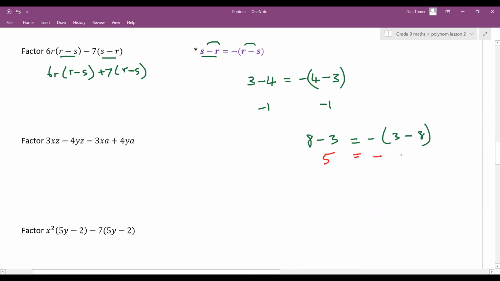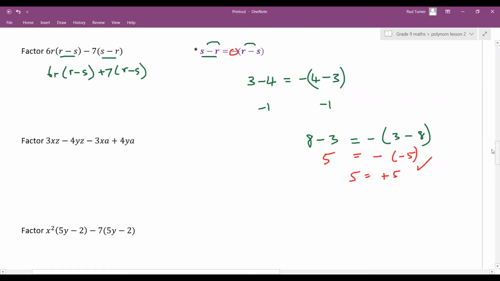Minus 3 minus 8 is minus 5. So then it becomes plus 5. So 5 equals 5. So you can make them the same, but you need to swap and you need to put a minus sign in front here when you do the swapping.